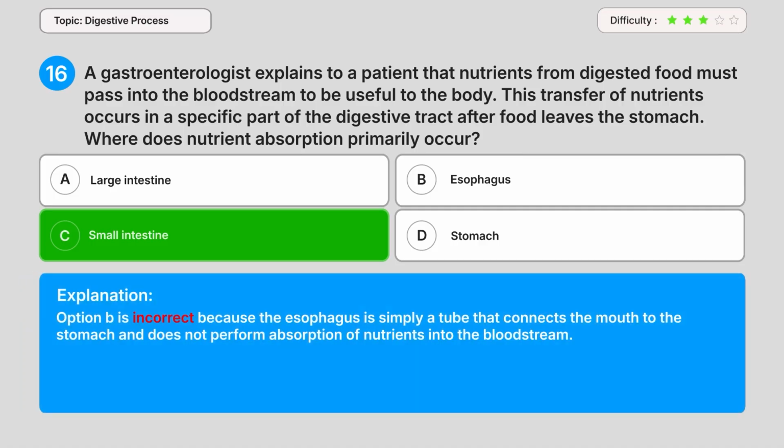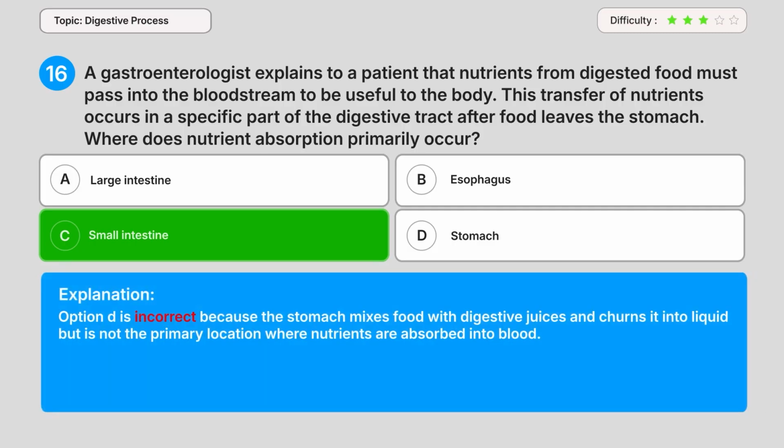Option B is incorrect because the esophagus is simply a tube that connects the mouth to the stomach and does not perform absorption of nutrients into the bloodstream. Option D is incorrect because the stomach mixes food with digestive juices and churns it into liquid, but is not the primary location where nutrients are absorbed into blood.